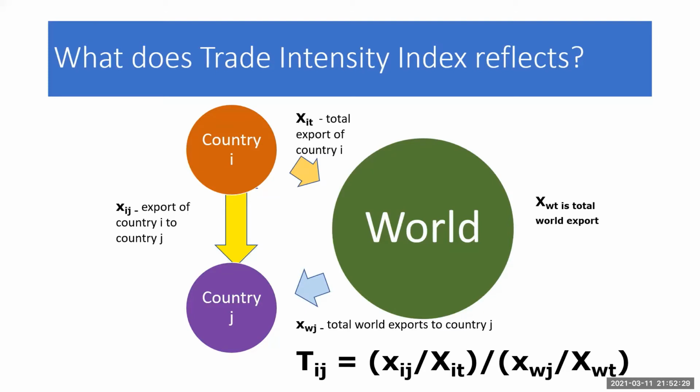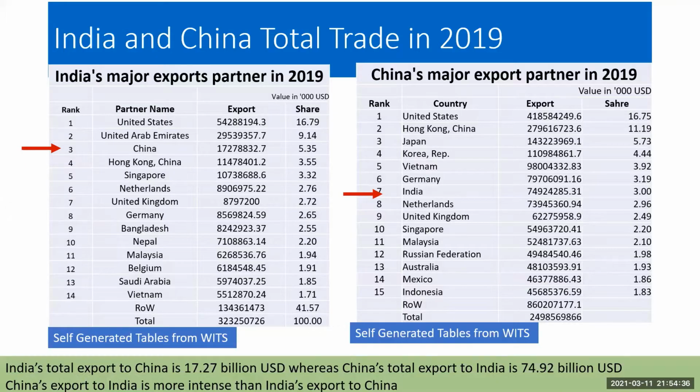We can also understand the trade intensity index with the help of this diagram, where XIJ is export of country I to country J, XIT is total export of country I, XWJ is total world export to country J, and XWT is total world export. Let us take the example of India and China to understand trade intensity index.